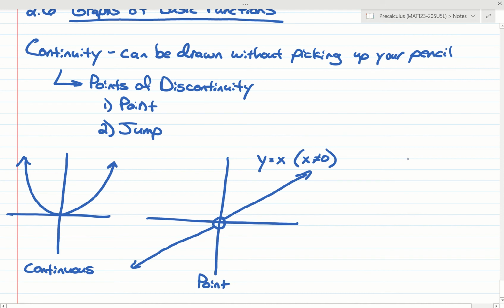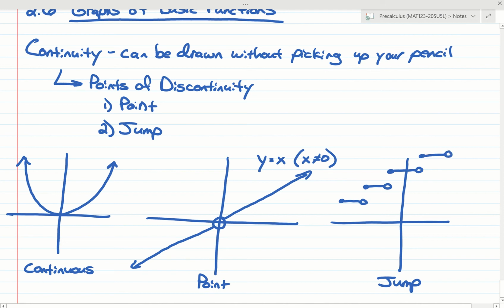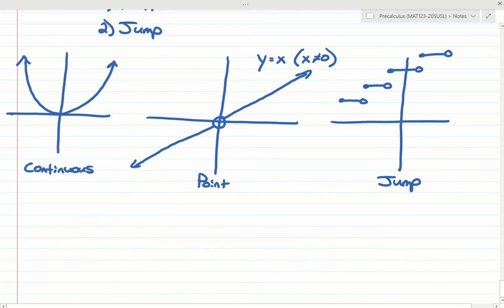And then one last one, we'll be learning about this later on in today's lesson. This is called a jump discontinuity, and they're pretty cool. Think about it if you had a graph like this. You could see it looks like stairs. Of course, I have to pick up my pen to draw that, so that's why it's called a jump discontinuity. So those are our concepts of continuity and discontinuity.